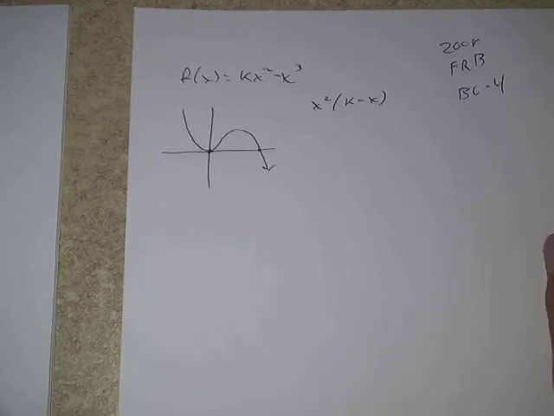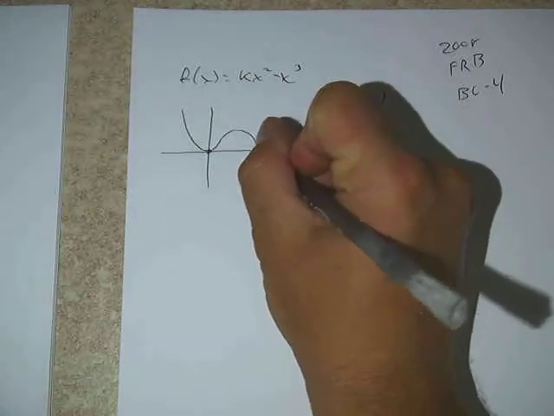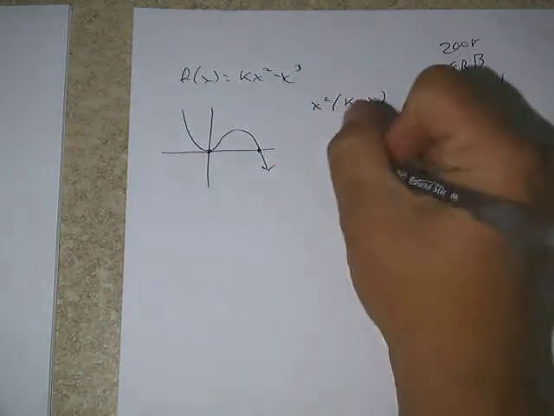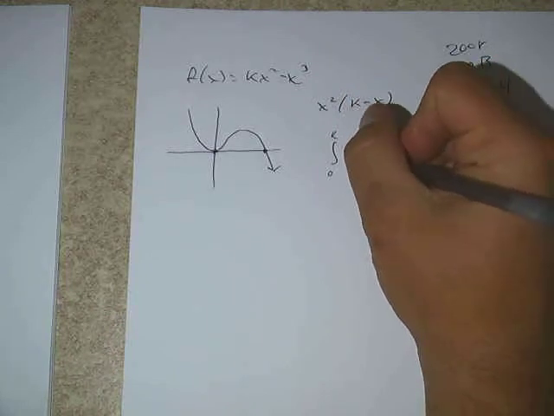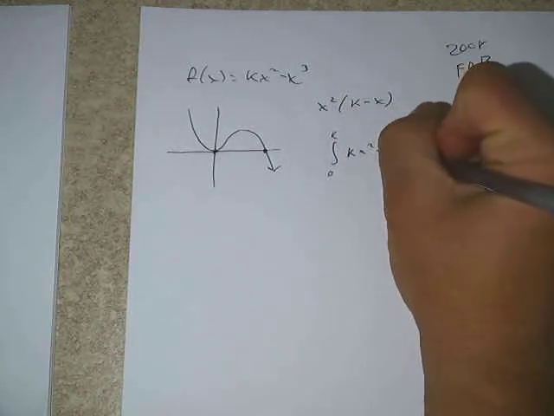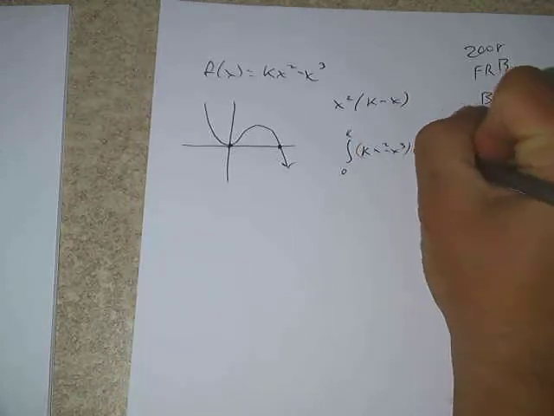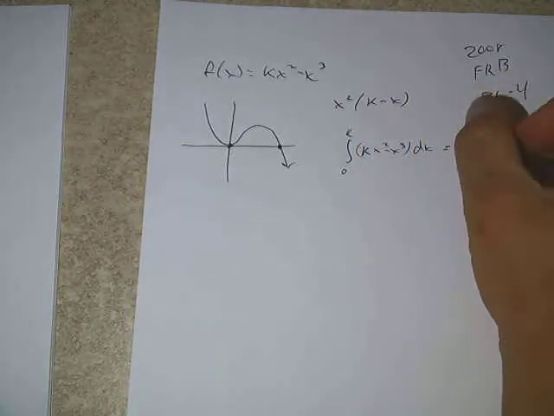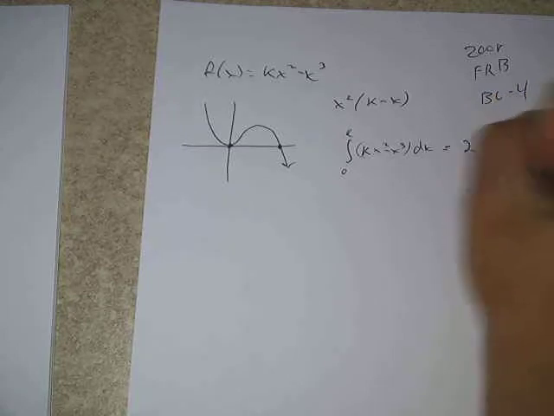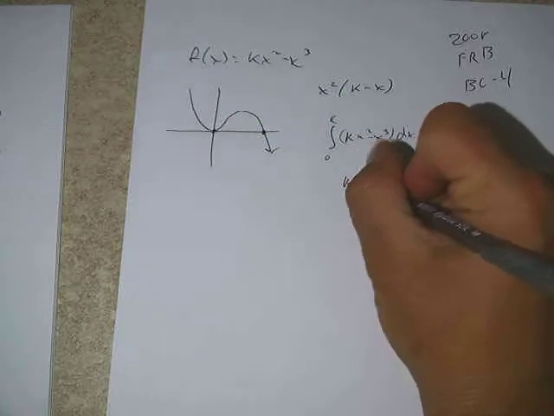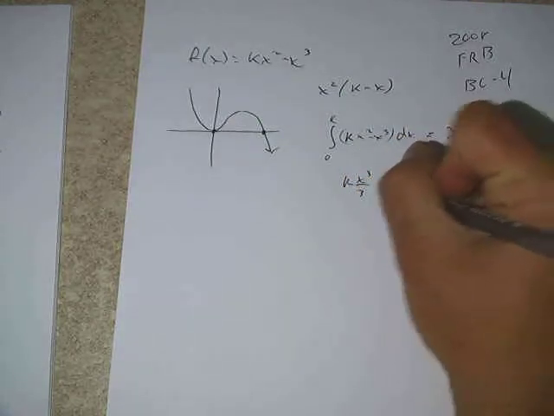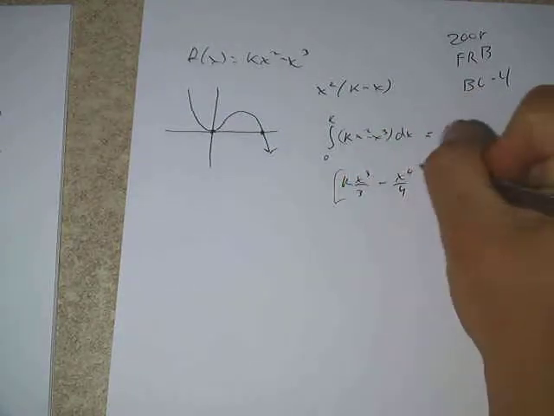All right, so part A here says find all the values of the constant k for which the area of region R equals 2. So if we want that region to equal 2, we know that the area of the region is the integral from 0 to k of our kx squared minus x cubed dx, and we ultimately want that to equal 2. So if we anti-differentiate here, we're going to get kx cubed over 3 minus x to the 4th over 4.